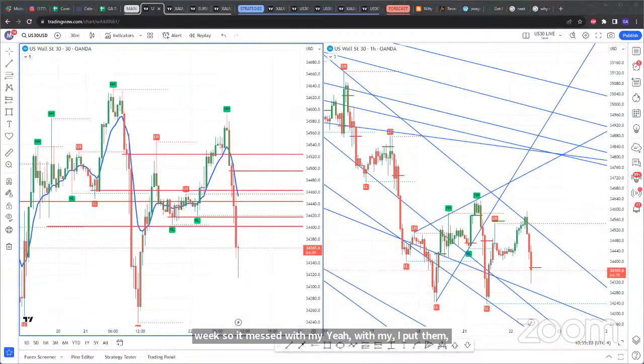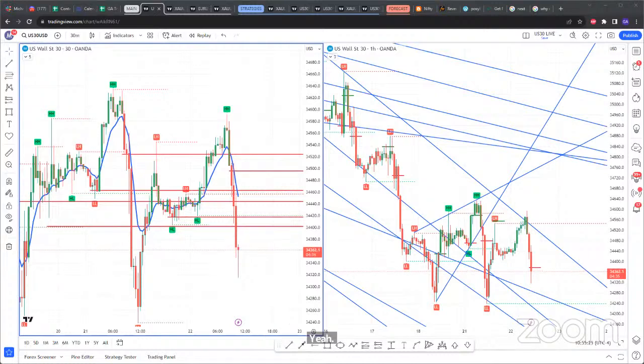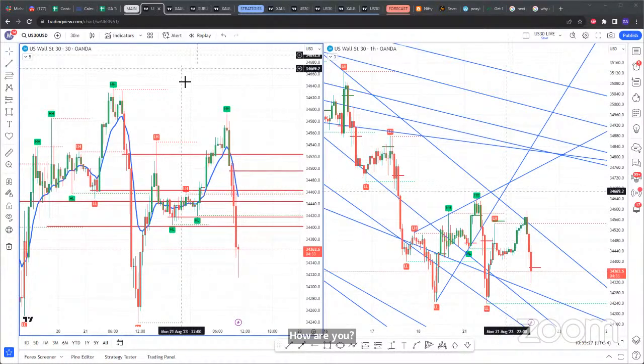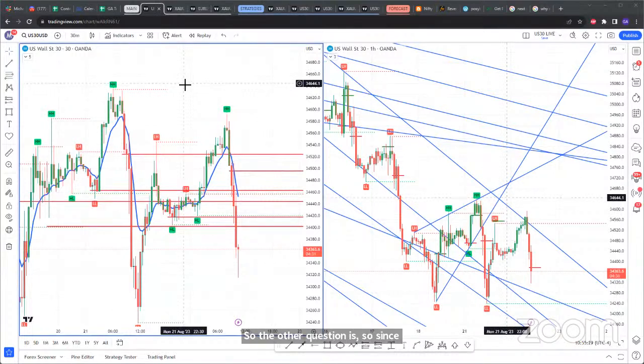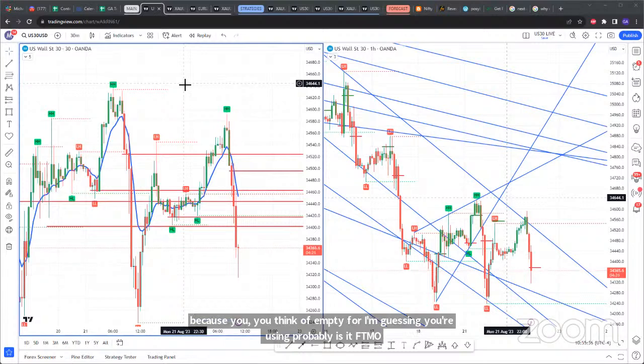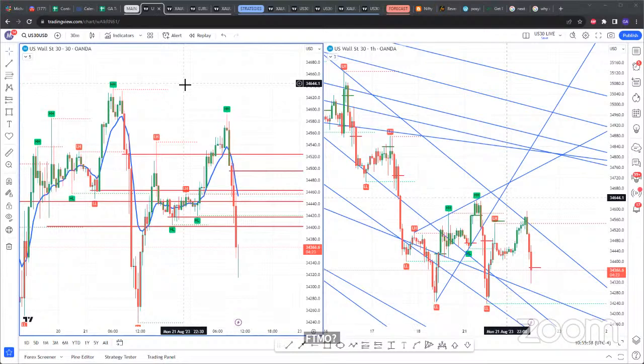Yeah, so that makes sense. I'm checking something right here. So the other question is, since you're on MT4, I'm guessing you're using FTMO? Yeah, FTMO. So you probably want to check, and I'm guessing for you, Pepperstone now is working, right?